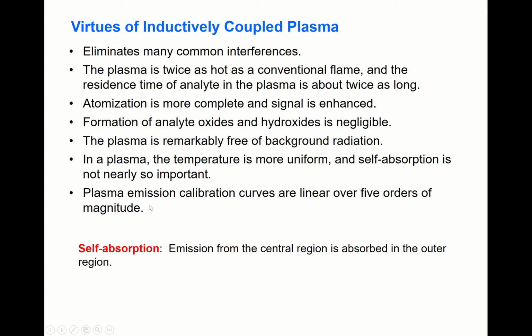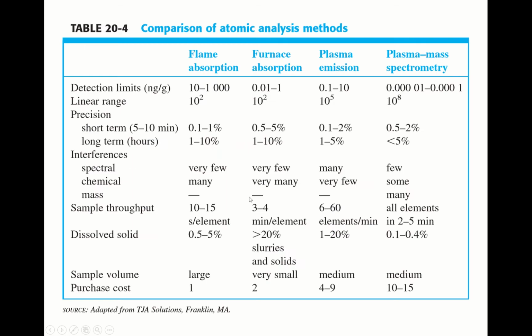And also, plasma emission calibration curves are linear over 5 orders of magnitude. So the linear range is 5 orders of magnitude. It is quite a wide range, right? And so this table compares the atomic analysis methods: flame absorption, furnace absorption, plasma emission, and plasma mass spectrometry. The most sensitive technique is plasma mass spectrometry, and you will see soon.